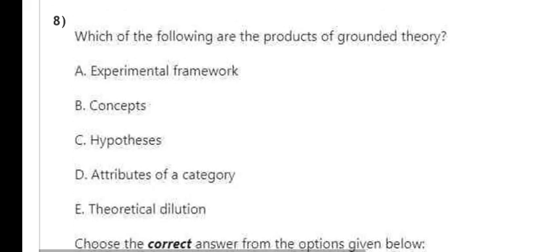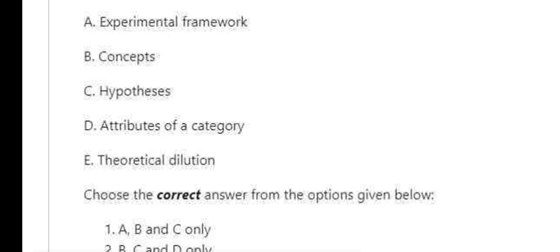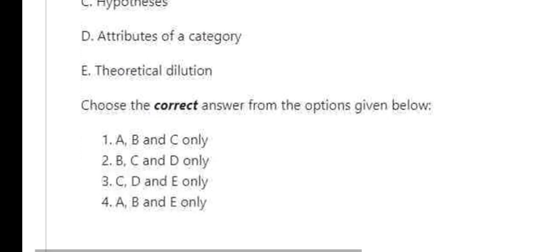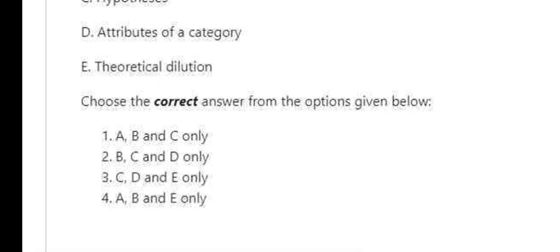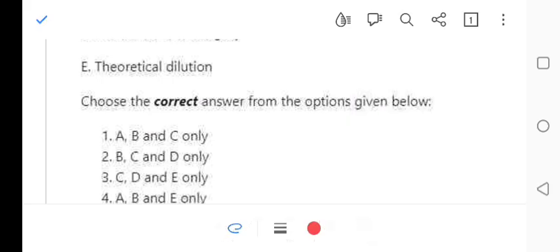Next, which of the following are the products of grounded theory? A, B, C, D, E. Experimental framework, concepts, hypothesis, attributes of a category, theoretical delusion. A, B, C; B, C, D; C, D, E; A, B, E. It will be B, C, D only. B, C, D only will be correct.